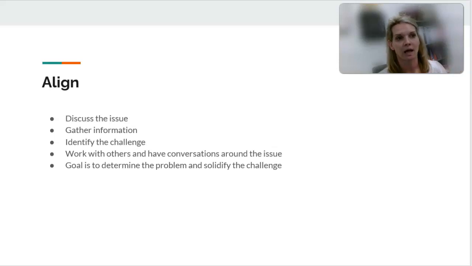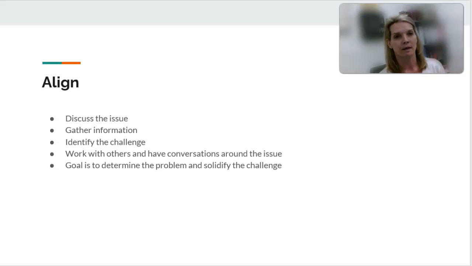Let's first talk about align. Align is discuss the issue, gather information, identify the challenge, work with others, and have conversation around the issue. The goal is to determine the problem and solidify the challenge. So when I look at align, first of all, we want to gather and discuss the issue. Sometimes it can be one or the other. If it's managing conflict, you may first want to go with an open mind and discuss the issue so that you can align it.